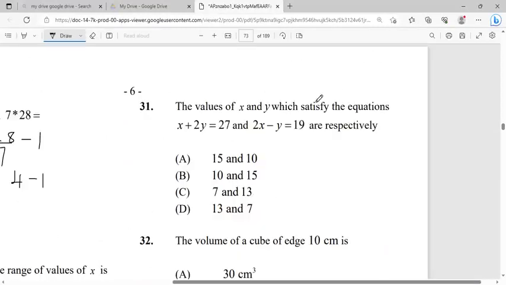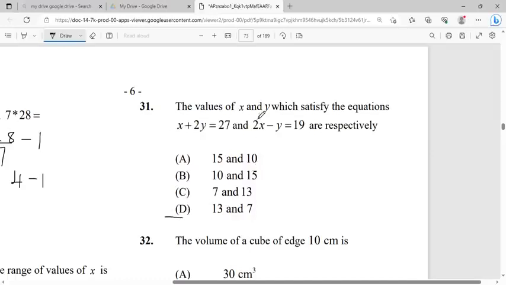Speed is very important. The values of x and y will satisfy the equation x plus 2y equals 27 and 2x minus y equals 19. I could do trial and error, or I could just work it out. We could literally plug in 15 here. 15 plus 10, no, it couldn't be this. 10 plus 2 times that is 30, couldn't be this. 7 plus 13 times that is 26, couldn't be that. x plus 2 sevens are 14. It's this, it's D.